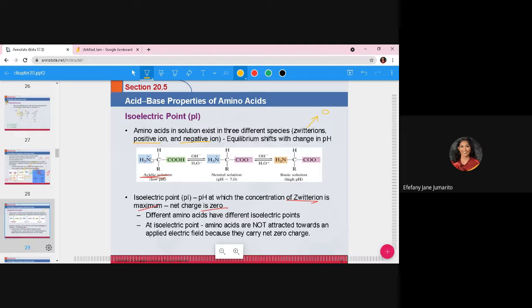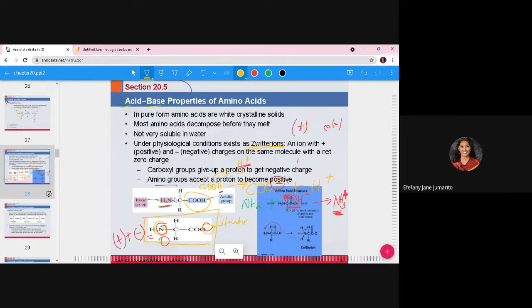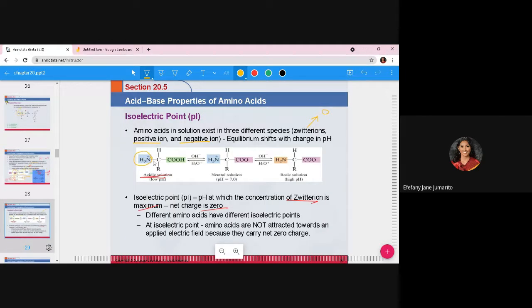This one is under acidic solution. When we say acidic solution, the NH2 is protonated and becomes NH3. If you put it in vinegar, for example your protein in an acidic solution, then your amino group will be protonated. So it becomes NH3 plus. That's the acidic solution.